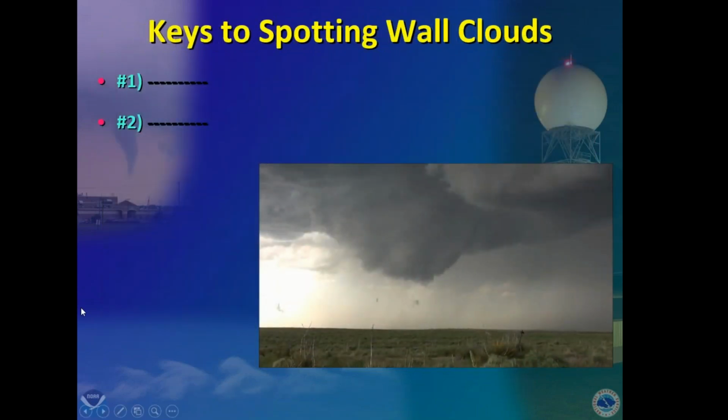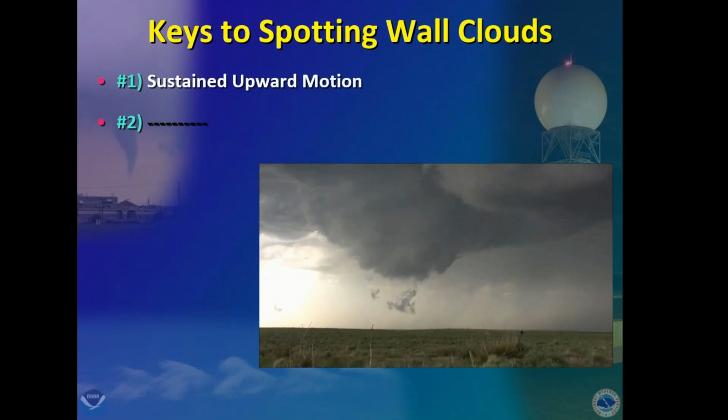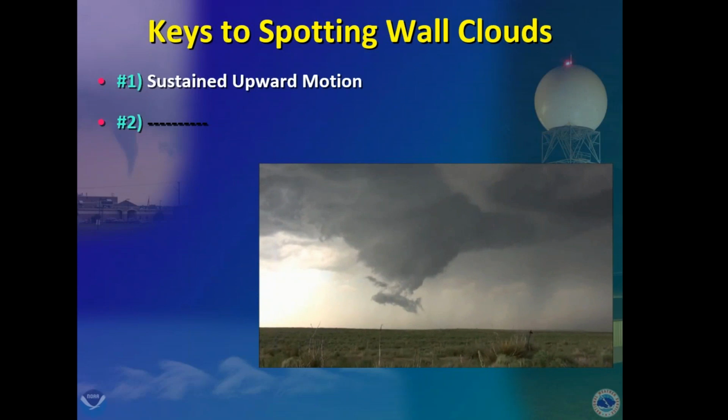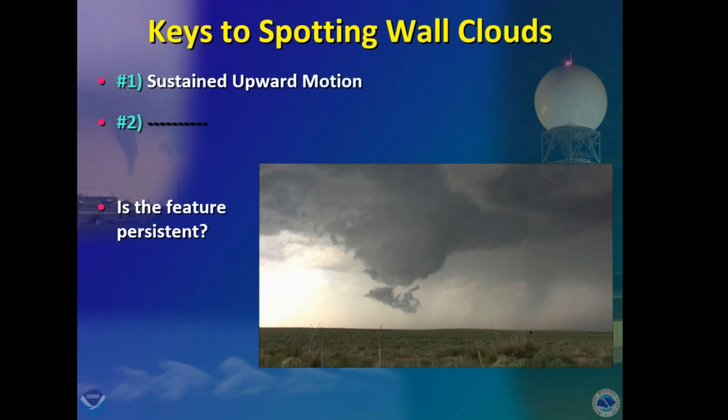So the keys to spotting wall clouds for your spotting purposes. Number one, this video is going to keep moving. So you're going to see sustained upward motion. So you're going to start to see these clouds start to develop. You need that motion to be sustained or continued for 5 to 10 minutes at a time when you're watching these storms develop. So is the feature persistent, first off?